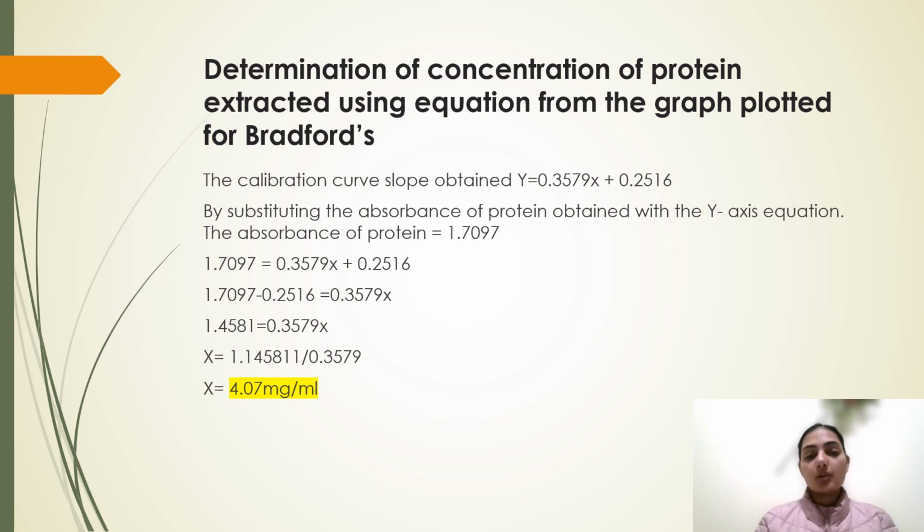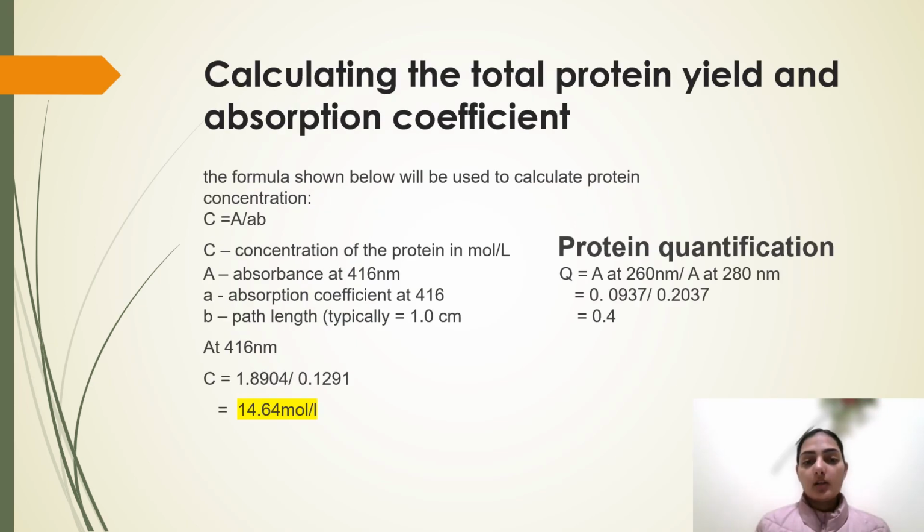Determination of concentration of protein extracted using the equation from the graph plotted for Bradford's assay. By substituting the absorbance value of the protein obtained on the y-axis, the value is found to be 4.07 milligram per ml. That is the concentration of protein extracted. Now calculating the total protein yield and absorption coefficient.